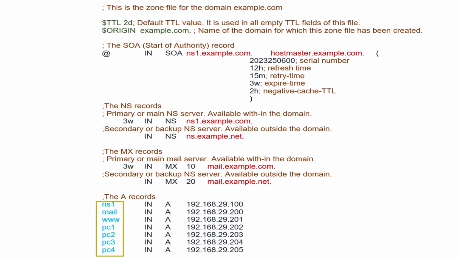In this zone file, these names do not end with a dot. DNS will process these names as relative names. It will use the origin directive's value to convert these names into fully qualified domain names.